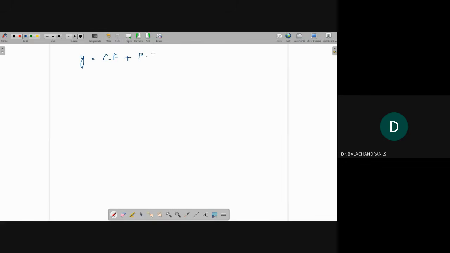So y equal to CF, which is C1 into e power nx plus C2 into e power minus nx, plus PI. PI is W x square by 2P plus W EI divided by P square. So we call this equation number 1. Up to this step, usually we will do.